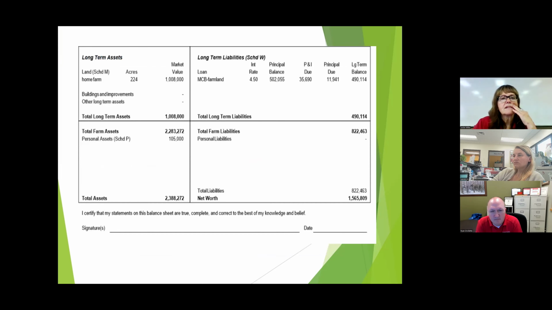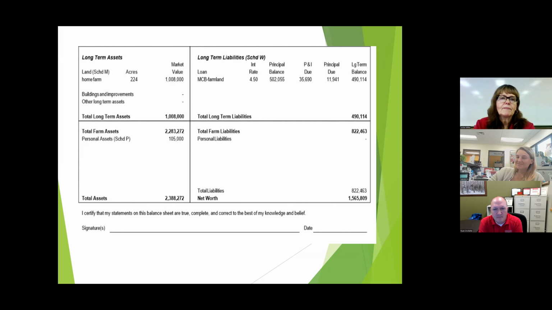As far as long-term assets, real estate value of $1,008,000 and liabilities of $490,114. That's still a very strong position. But again, when looking at this statement, my immediate response, if there's a bad year or a soft year for this operation, would be to work on refinancing the intermediate assets, especially since those are at more current interest rates. This farmland loan is at 4.5%. I would hesitate to touch that because you can't match that interest rate right now.